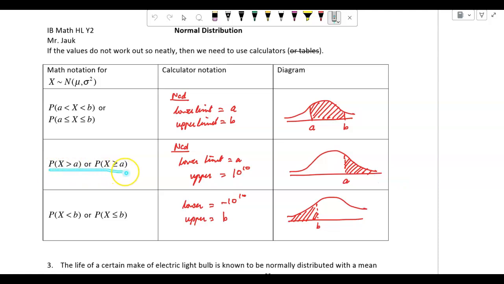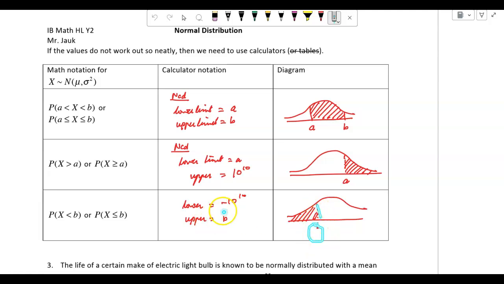This is still NCD. Inverse is when you know the probability and you're finding the x value. Here you're finding the probability. NCD is used to find the probability. Inverse is used when you know the probability and you're finding the value. Here your lower limit will be minus 10. You can also put minus 10,000 if you want. It won't matter till that value.